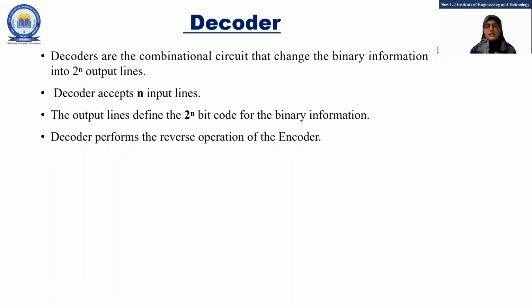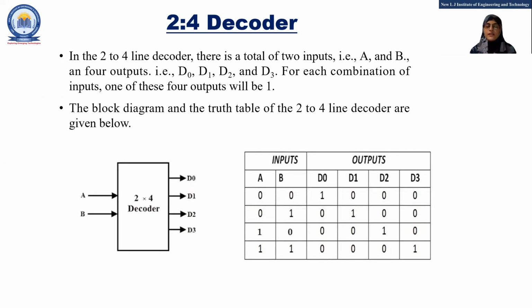Next combinational circuits are decoders. Decoders are the reverse of the encoders, so a decoder accepts n line input and converts it into a 2 raised to n bit output code. So decoders are combinational circuits that change binary information into 2 raised to n output lines. First example of the decoder is the 2:4 decoder. It accepts 2 line inputs A and B and converts them into 4 line outputs D0, D1, D2 and D3. For each combination of the inputs, one of these 4 outputs will be 1.